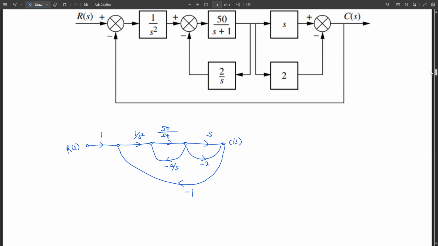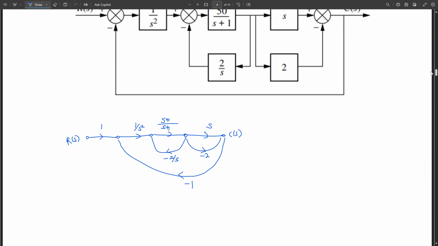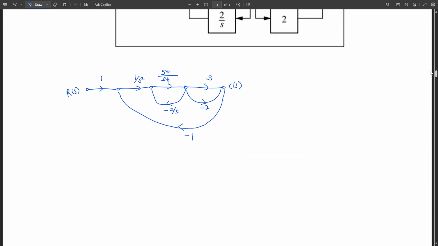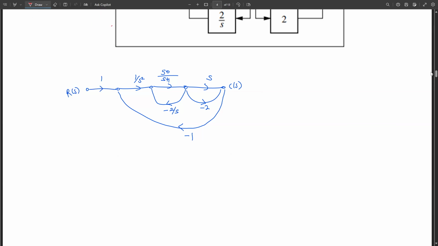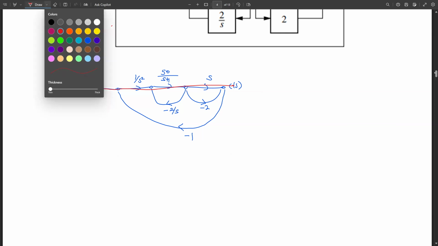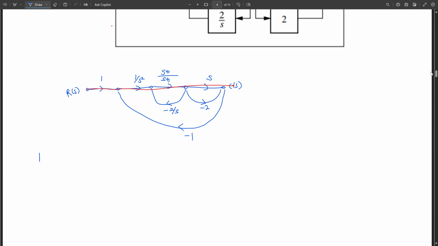Okay, wait. So the first thing to do is to identify your forward path, right? Like I said, if it's difficult for you to identify your forward path, the first forward path that you should see is the straight line that you draw from the input to the output, right? Provided it's following the signal flow. Okay. So forward path.